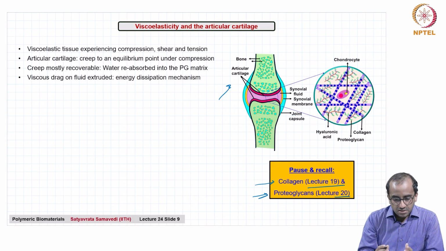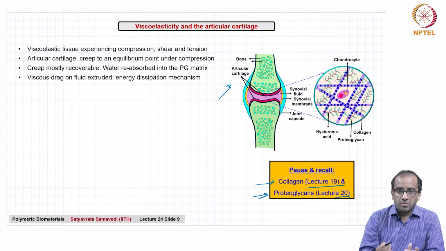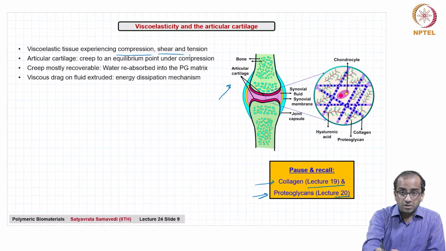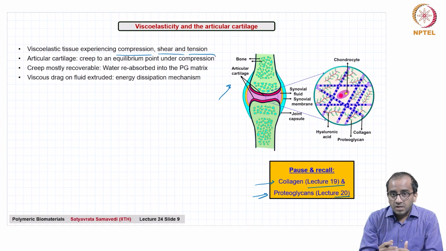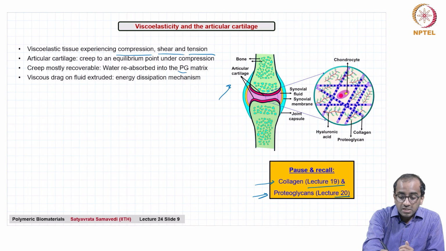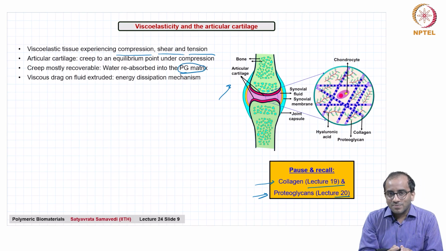So, essentially this is viscoelastic tissue that is experiencing a variety of different kinds of loads, including compression, shear and tension. And articular cartilage can creep to an equilibrium point under compression, and once the constant load is removed, that creep is mostly recoverable, and this has to do with how the water exits and enters the matrix, and that largely can be tied to the charge on the proteoglycan matrix, right.